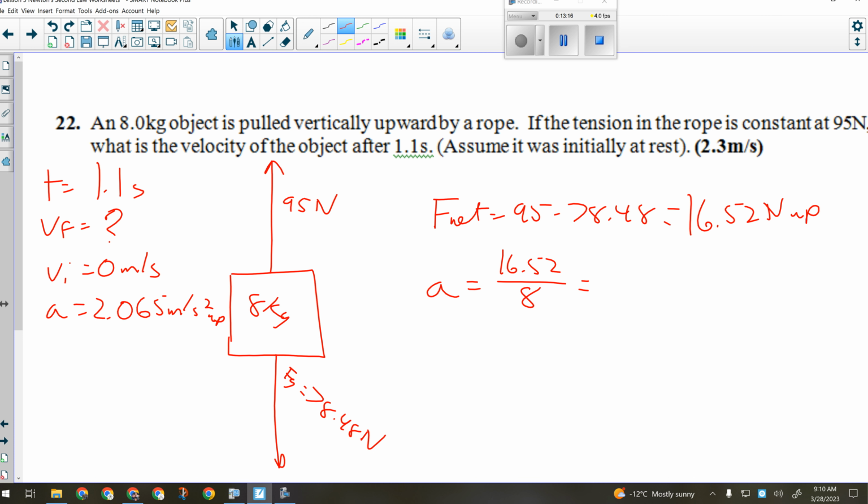Now we can calculate VF, and we would just use A equals VF minus VI over T. We would manipulate for VF, so that'll be A times T plus VI, which is 0 anyway, equals VF. So we just have to go A times T, which is going to be 2.3 meters per second, because it's 2.065 times 1.1.